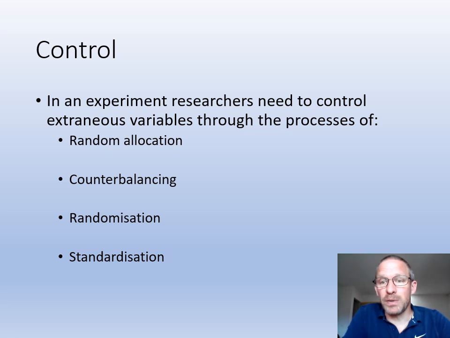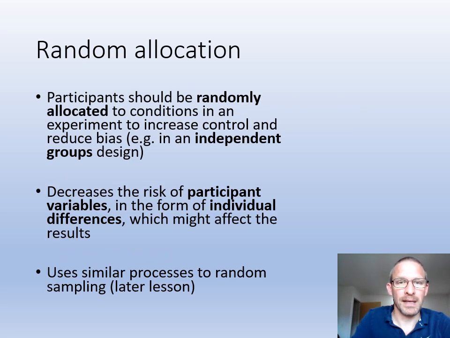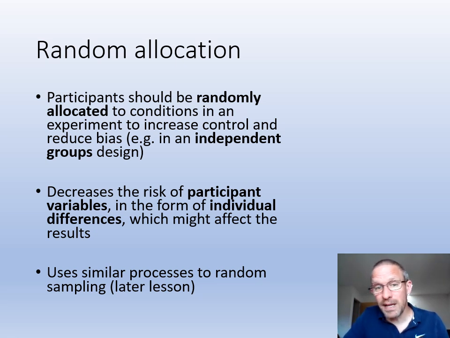Now we use the word control a lot, particularly in experiments, and there's lots of things we can do to try to control these potential extraneous variables. So things like random allocation, counterbalancing, randomisation, standardisation. Random allocation, this is important. Participants should be randomly allocated to the conditions. Particularly if you're doing an independent groups design, then it should be random allocation to condition A or condition B. This, as we said last time, reduces the risk of participant variables in the form of individual differences that could affect the results.